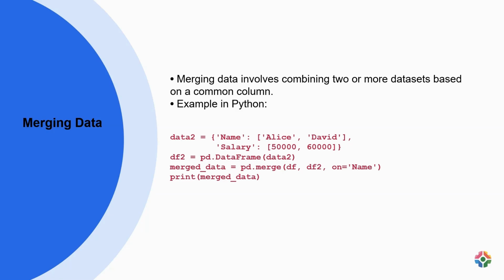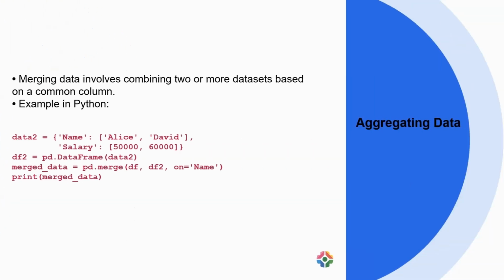For instance, imagine you have one dataset containing employee information, such as names and department IDs, and another dataset with employee names and salaries. By merging these datasets on the name column, you can create a consolidated dataset that includes both department IDs and salaries for each employee. This merged data can provide a comprehensive overview that would be useful for various analytical purposes.